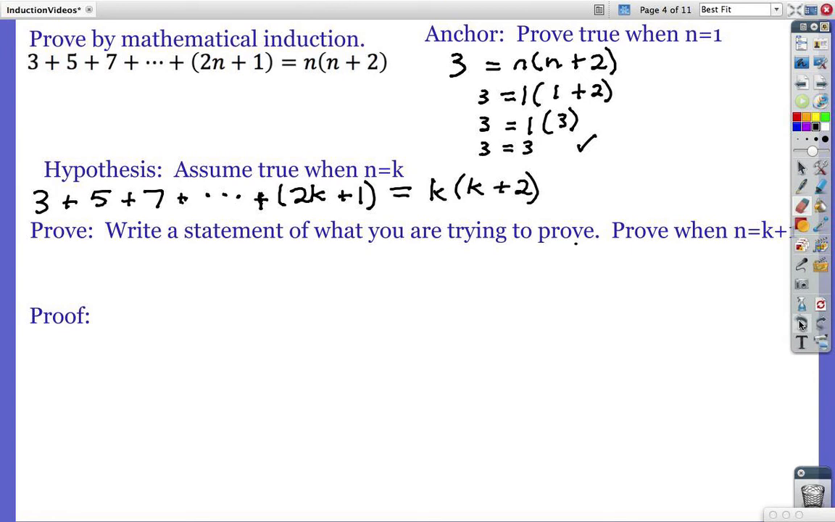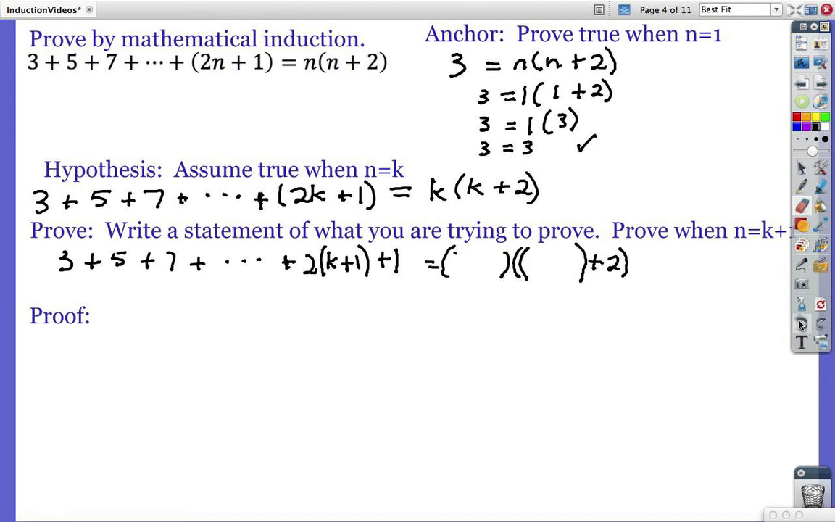Next, we're on to the prove statement. Here I'm just writing a statement that I'm trying to prove. So all we need to do is anywhere there was an n, plug in k plus 1. So on the left side, I would have 3 plus 5 plus 7 plus dot dot dot (2n plus 1), well, instead of n, k plus 1. On the right side, we have n times (n plus 2). Again, instead of n, k plus 1, and instead of n, k plus 1.